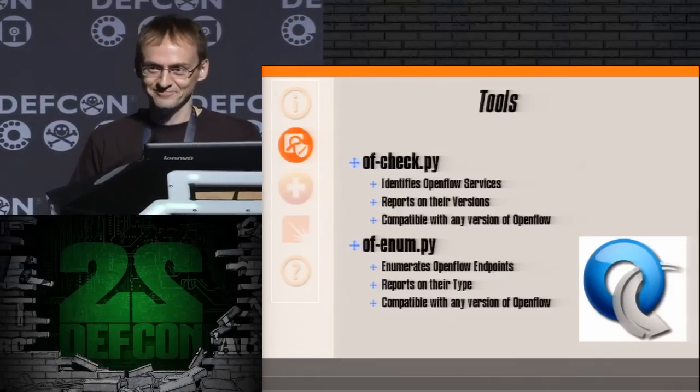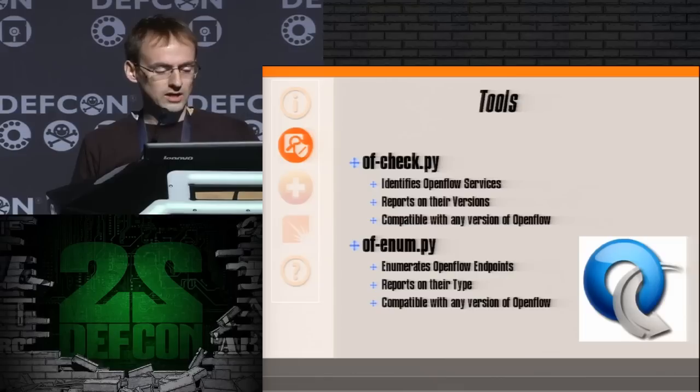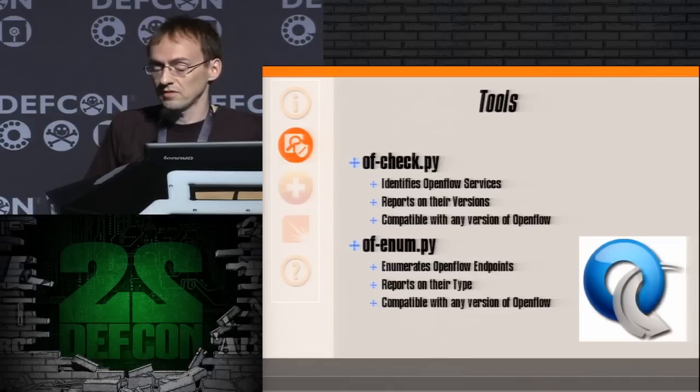I'll just say that. All right, so you have a list of, let's say, 100, and you go through that with OFCheck. You'll take that smaller list and it'll hand it off to enum. Then it'll enumerate the endpoints there. It'll tell you whether or not you're working with a controller or a switch, because, of course, you want the controllers. They're the fun ones.